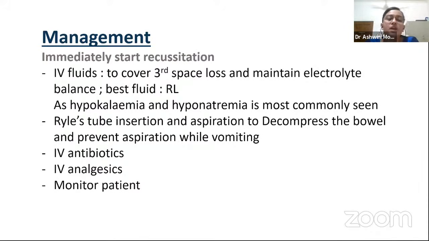We have to give IV antibiotics to prevent sepsis in the patient. In case of perforation or not, no matter what, we have to give antibiotics, if we are planning for the operation, or to prevent any secondary complication, to prevent the patient going into sepsis. And IV analgesics for pain management. And with that, we have to monitor the patient.